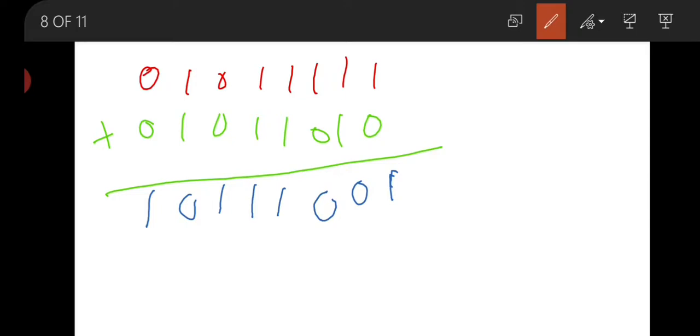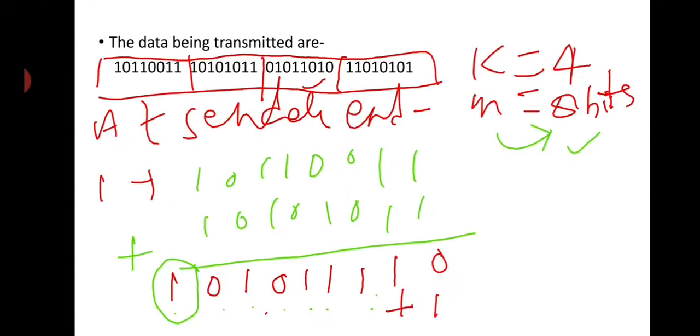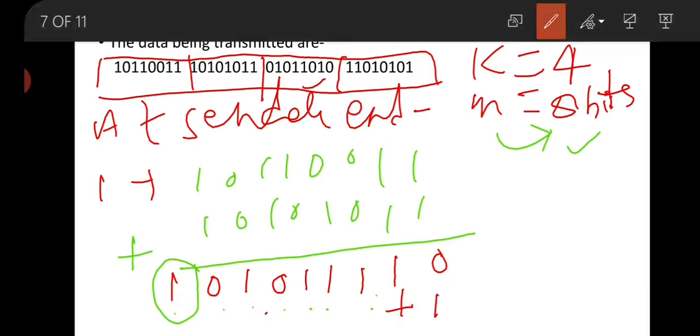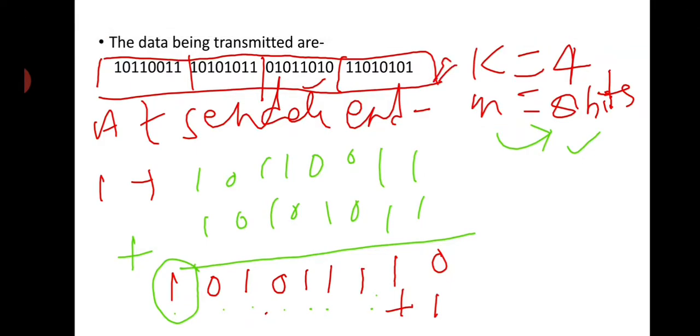There is no extra bit, so again we are going to add the fourth data unit. What will be the fourth data unit? You can see 1 1 0 1 0 1 0 1. This is your fourth data unit. Now this will be added to that.